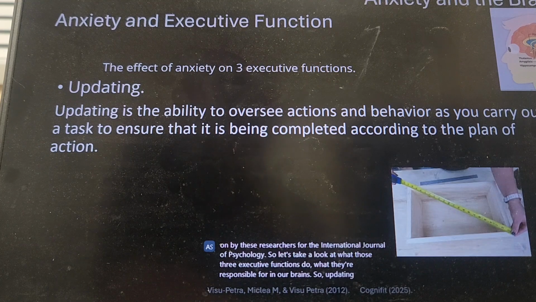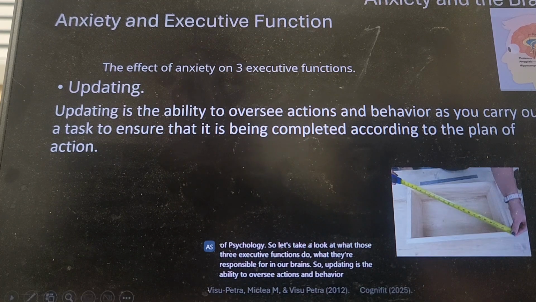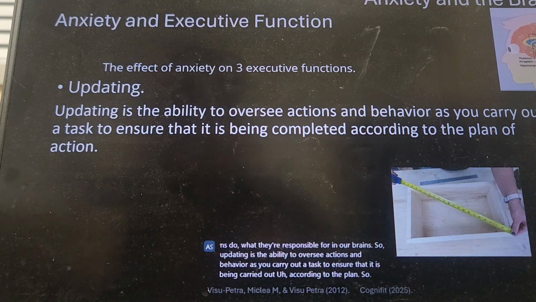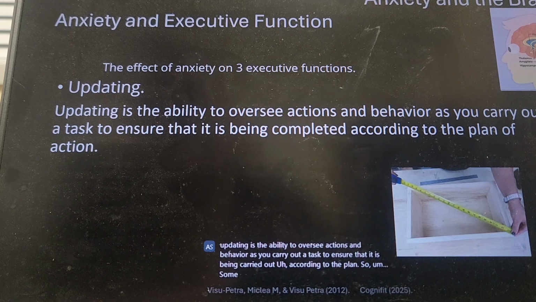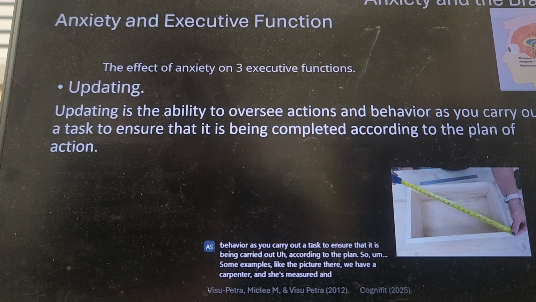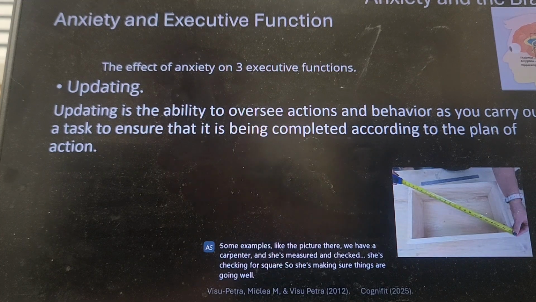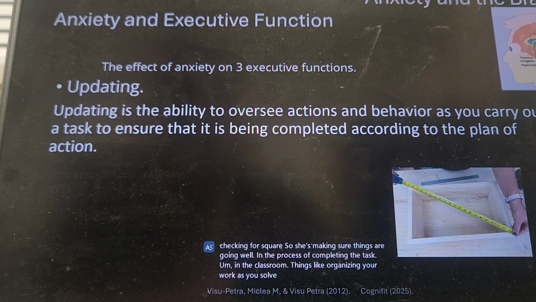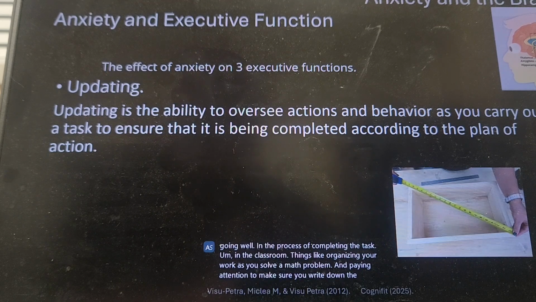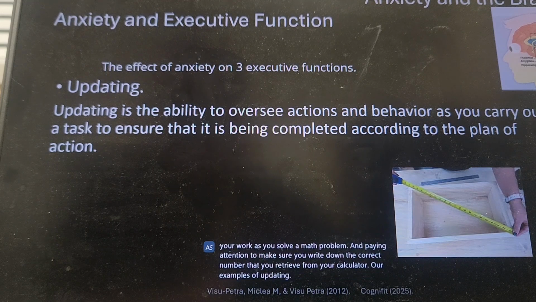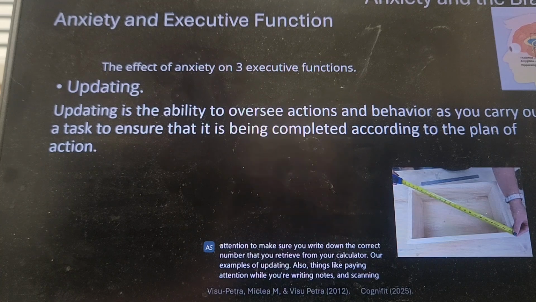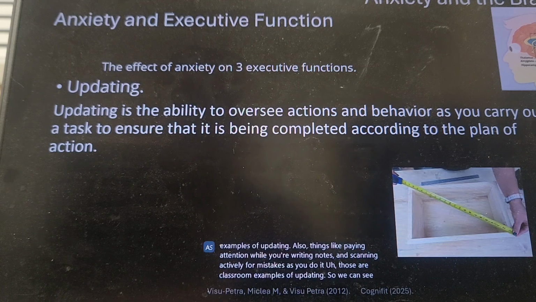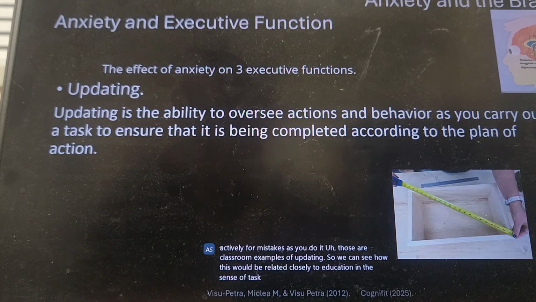So updating is the ability to oversee actions and behavior as you carry out a task to ensure that it is being carried out according to the plan. So, some examples, like the picture there, we have a carpenter and she's measuring and she's checking for square. So she's making sure things are going well in the process of completing the task. In the classroom, things like organizing your work as you solve a math problem and paying attention to make sure you write down the correct number that you retrieve from your calculator are examples of updating. Also, things like paying attention while you're writing notes and scanning actively for mistakes as you do it. Those are classroom examples of updating. So we can see how this would be related closely to education in the sense of task completion and self-directed learning.